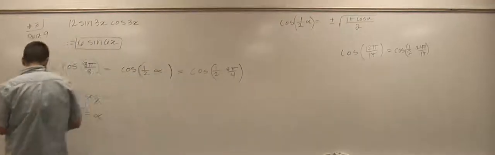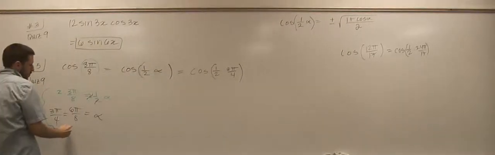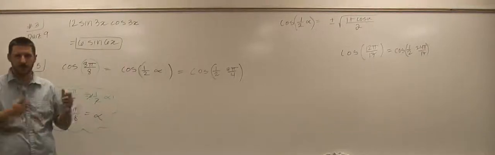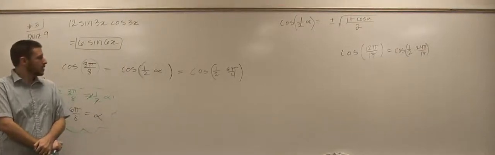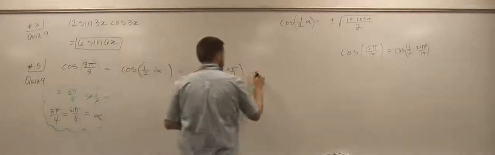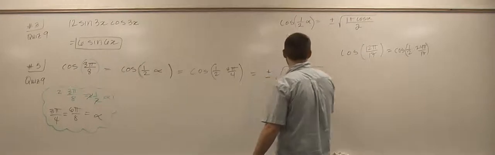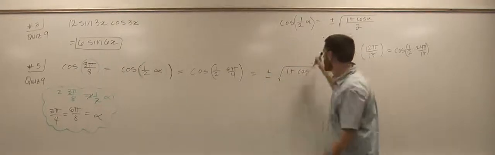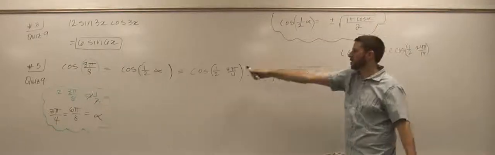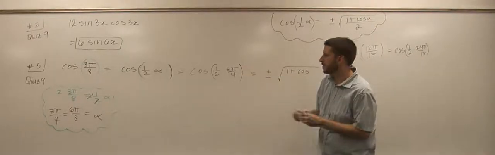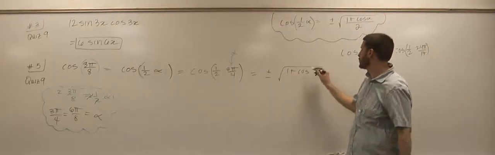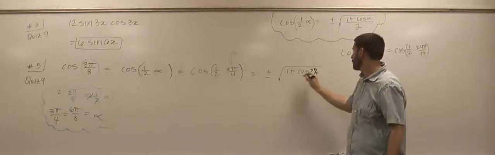That's what happened. Then after that, you have to actually apply the formula. But that's kind of the starting step. So now how does the formula work? We're going to make this plus or minus the square root of 1 plus cosine. Instead of putting alpha, I'm going to use 3 pi over 4, right? That's my alpha. So I'll put (1 plus cos 3 pi over 4) over 2.